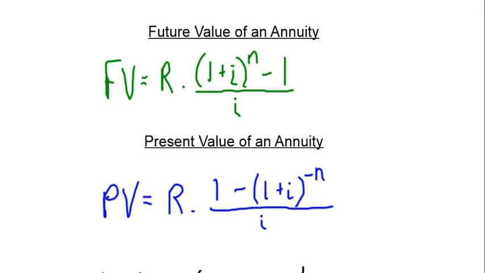Present value is equal to R, R, which stands for, again, that amount per month or the amount per check. And then slightly different in the numerator. We're going to take 1 minus the quantity 1 plus i raised to the negative n, all divided by i.